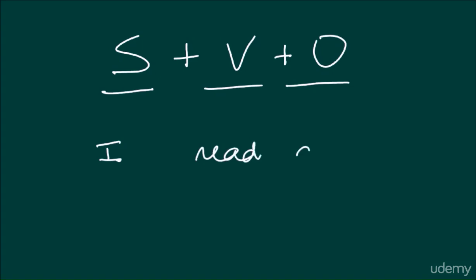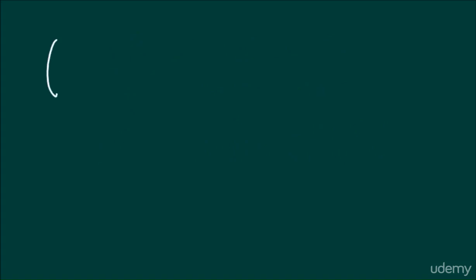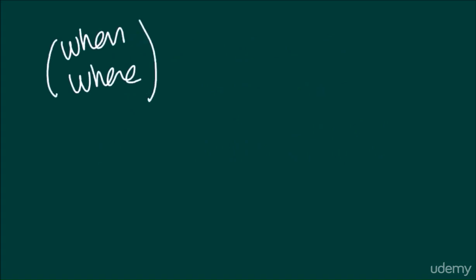For example, I read a book, where I is the subject, read is the verb, and a book is the object. If we want to say when the action happens or where it happens, we can put it at the beginning or at the end of the sentence.